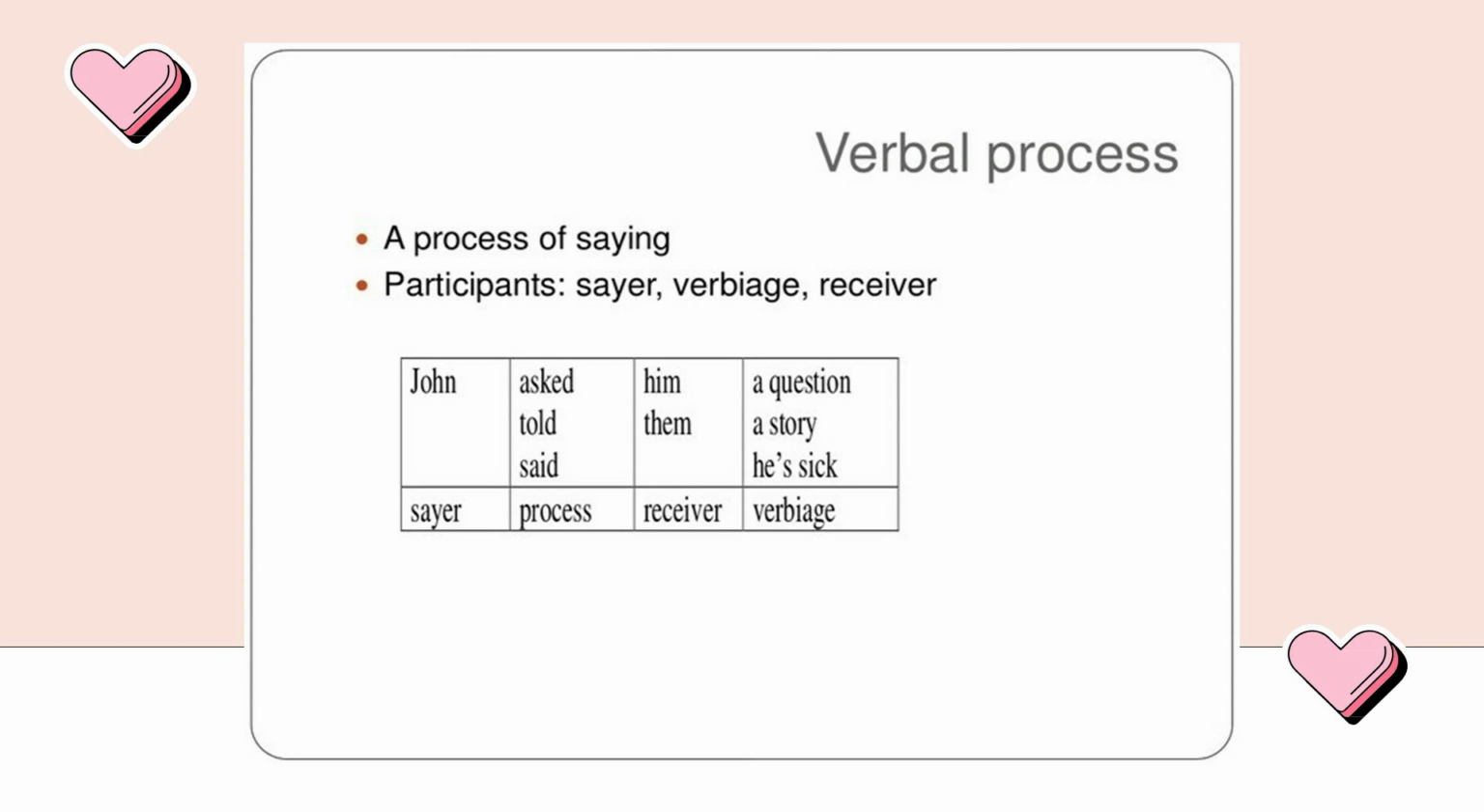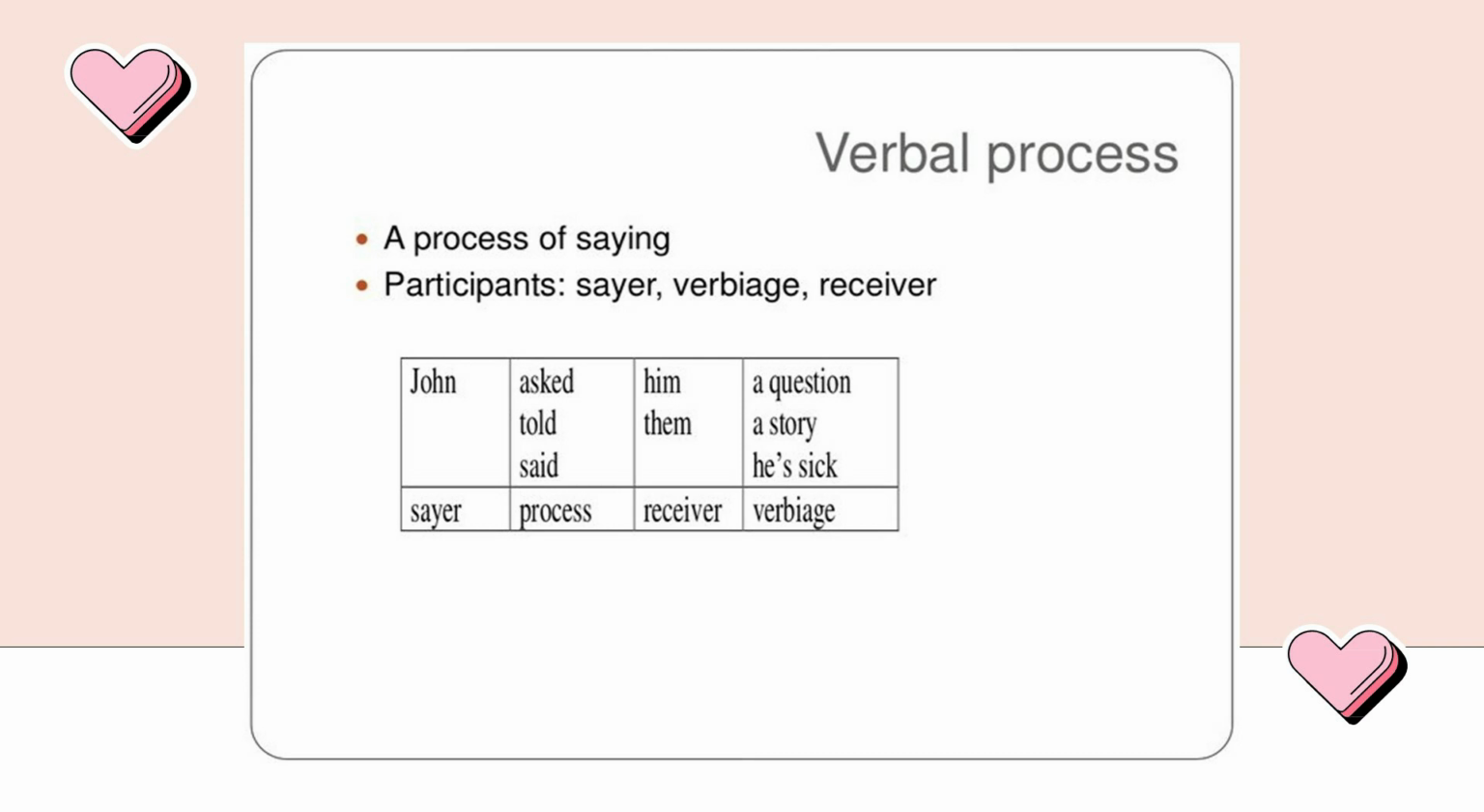And about verbal process, that we usually call a process of saying. The participants are sayer, verbiage, and receiver. For example, John asked him a question. John here is sayer and asked is process, him is receiver, a question is verbiage. And the second example is John told them a story. John here is sayer, told is process, them is receiver, a story is verbiage.